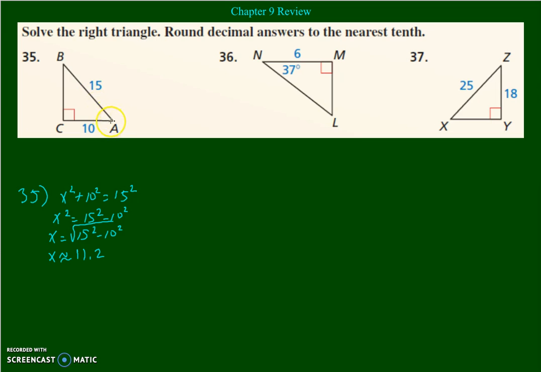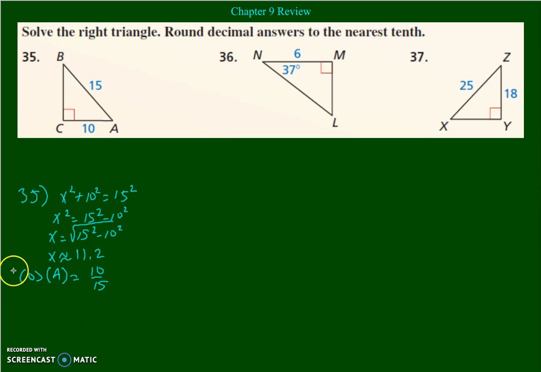I'm not going to use the calculated side because that's an approximation. I want to use exact values wherever possible to find approximations. So starting at A, we have some old horse. Nope, that's not going to work because it uses this side. Caught a horse. So for A, it's cosine. Cosine of A equals 10 over 15.